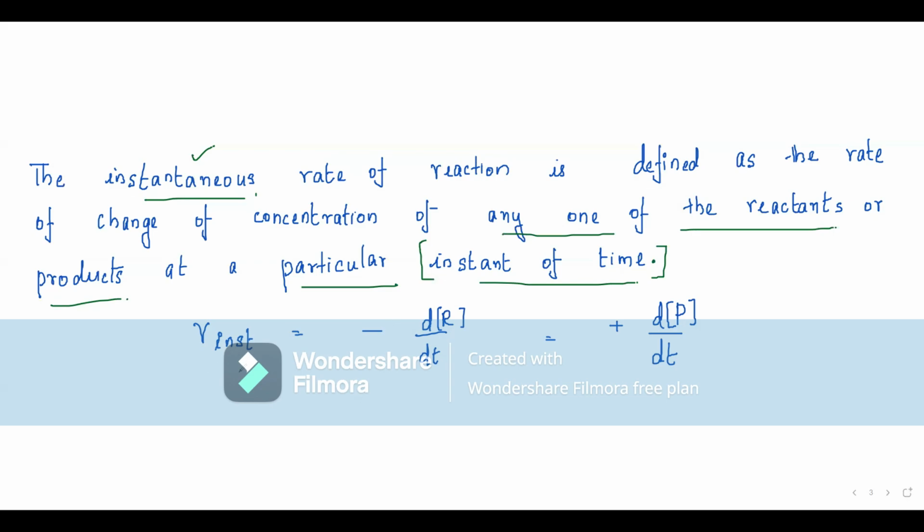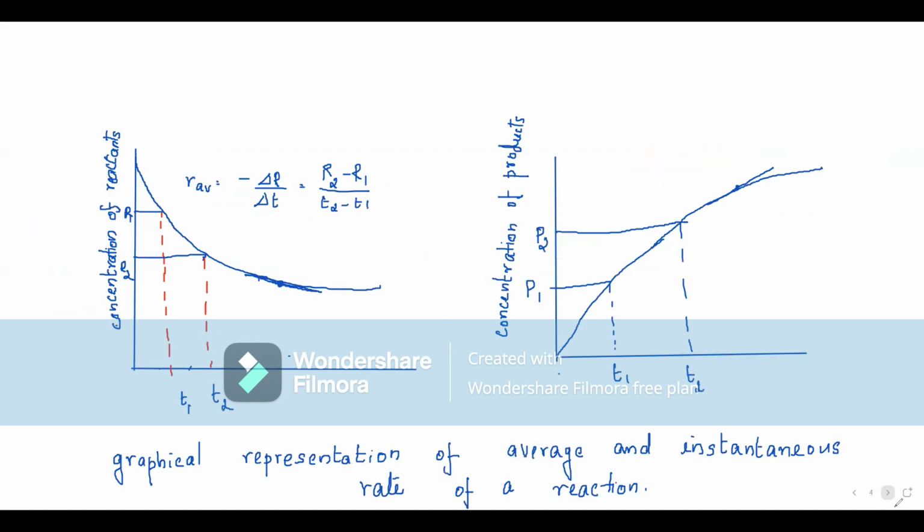The expression also here, we are using d by dt of R with a minus sign and plus d by dt of the concentration of products. R in square bracket represents the change in concentration of reactant and P in square bracket the change in concentration of the product. So I hope the difference between average and instantaneous rate is clear. This itself can be taken as a question. What is the difference between average and instantaneous rate of a reaction?